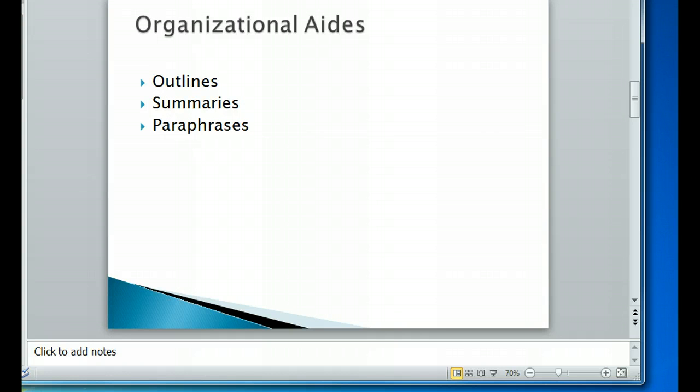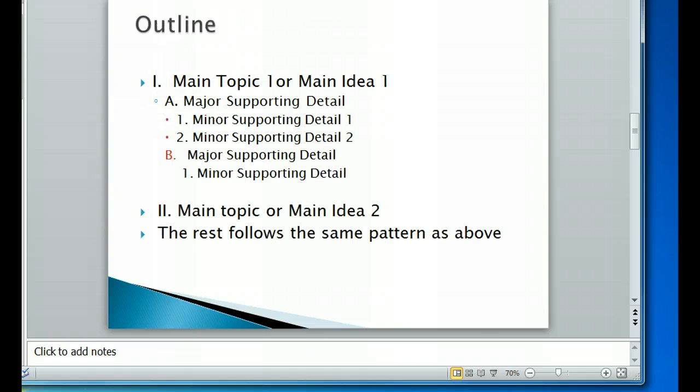So the main organizational aids that we're going to be looking at this week are outlines, summaries, and paraphrases. I am sure that you have studied outlines in other classes. Also, if you go to your book on page 105, there's an explanation of outlines there. If you also go to the back of the book, you will be able to see more about outlining on page 621. There are many different ways that you can outline the material.